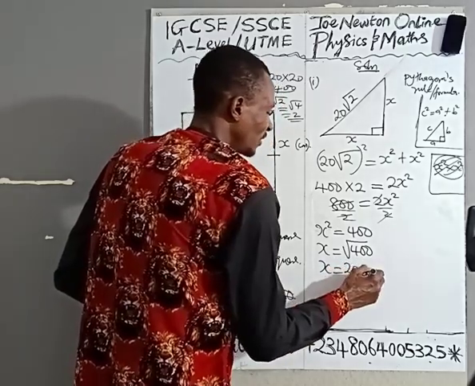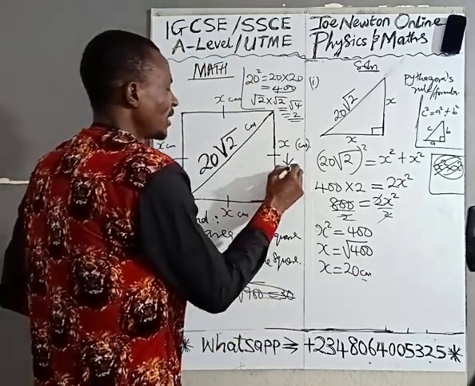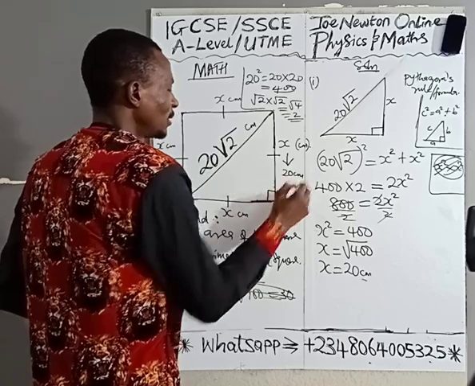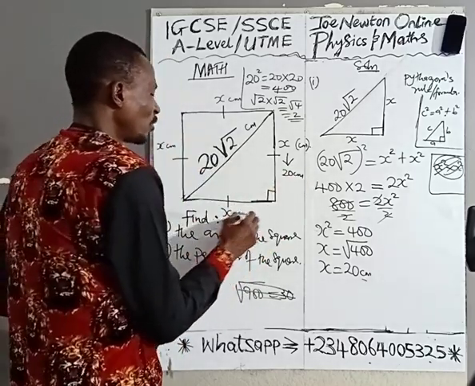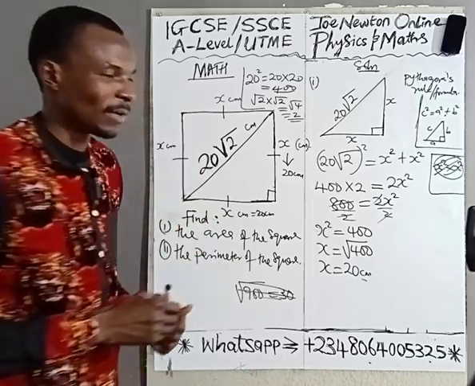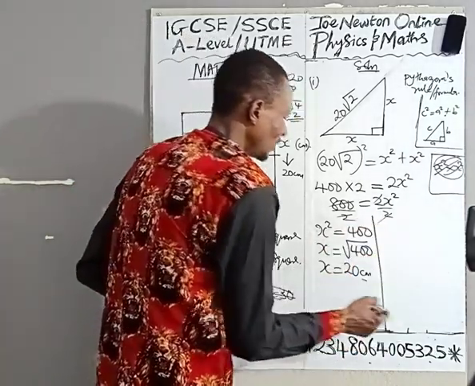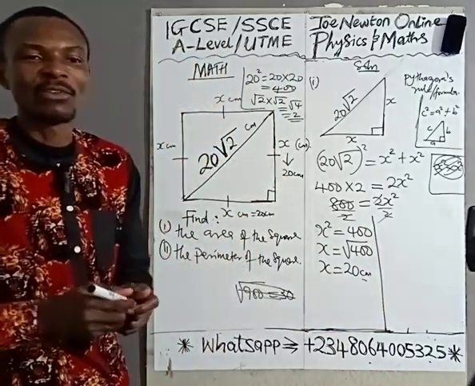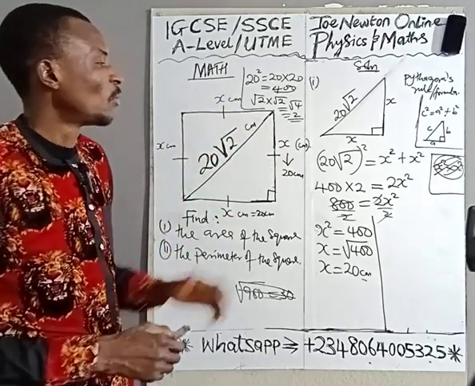So x is 20 centimeter. Here is 20 centimeter, and also here is 20 centimeter, and here is also equal to 20 centimeter. That is it. Then we have found our x, the side of that square. The side of that square is 20 centimeter each. Then we go to the question.